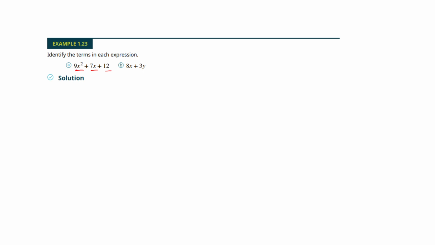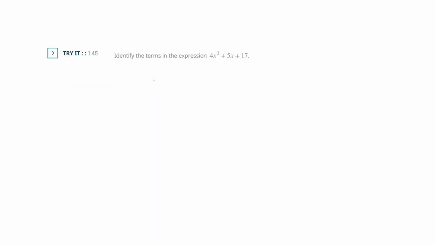Well, the terms are the groups of multiplication. They are separated by pluses or minuses. So I have 1, 2, 3 different terms. Here, the multiplication is separated by that addition. There are 2 terms. So here my terms are 4x squared, 5x, and 17 because they're separated by the addition. Here it's 5x and 2y separated by the addition.